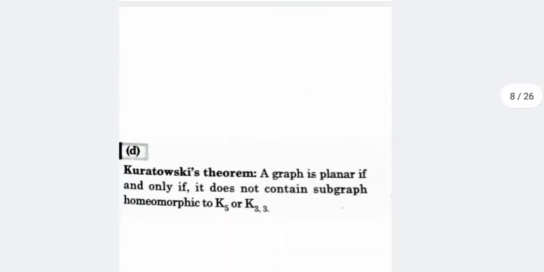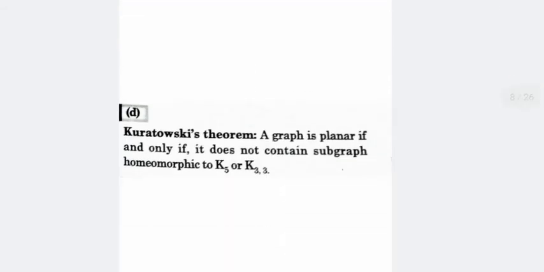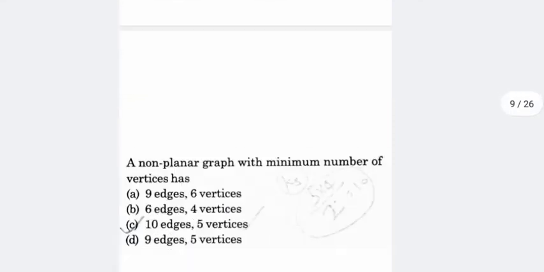Why? Come to the solution of this. On the basis of Kuratowski's theorem, a graph is planar if and only if it doesn't contain a subgraph homeomorphic to K5 or K3,3. So the correct answer is option D. Now come to the next question.